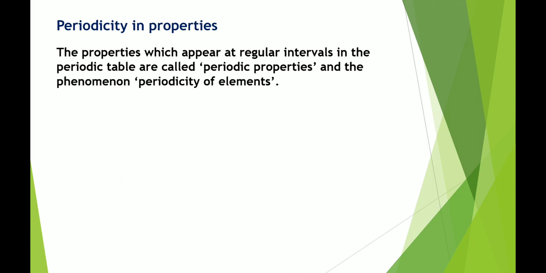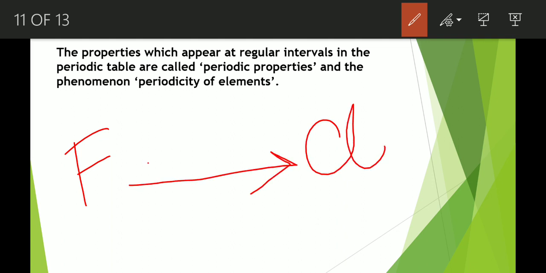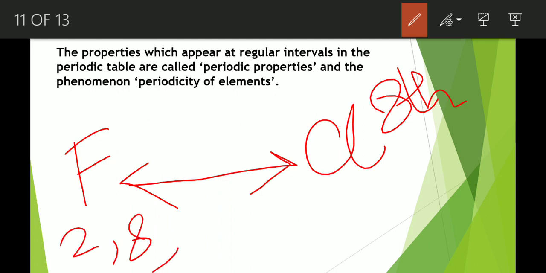Let's take an example. Now take an example of fluorine and chlorine. There is a gap between fluorine and chlorine. After fluorine, if we count from 1 to 8, then after fluorine, the 8th element will be chlorine. Now the electronic configuration of fluorine is 2, 7.